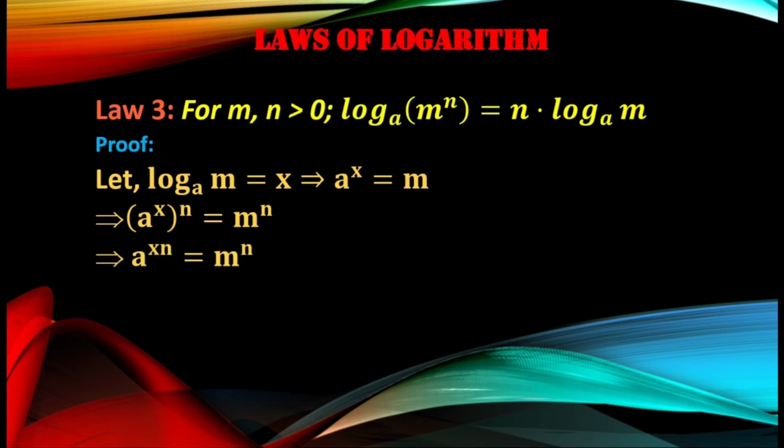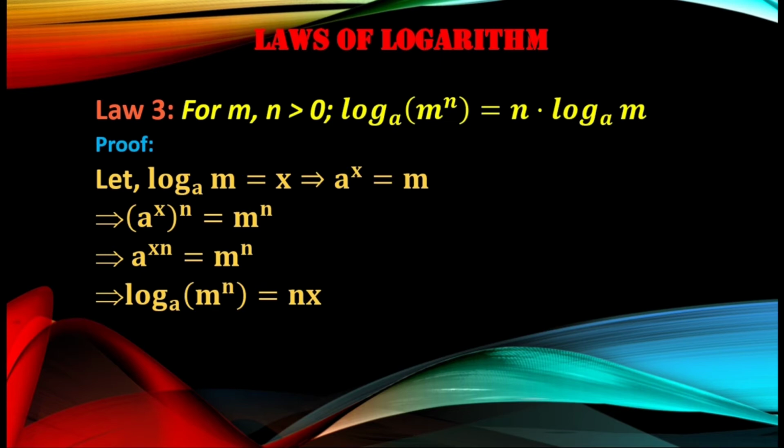By the law of indices, we know that when there are two variables on the index of a base, they are multiplied. So a to the power xn equals m to the power n. If we write this in logarithmic language, then it will be log of m to the power n to the base a equals nx.